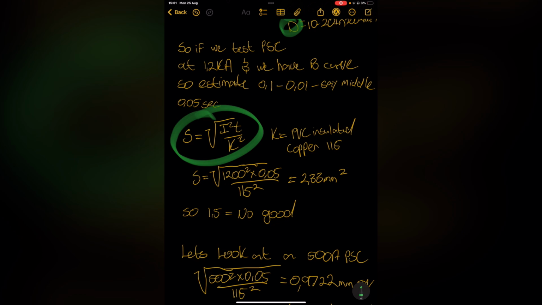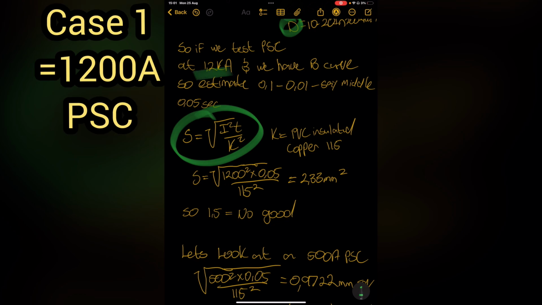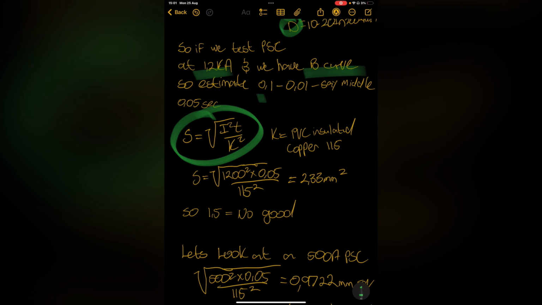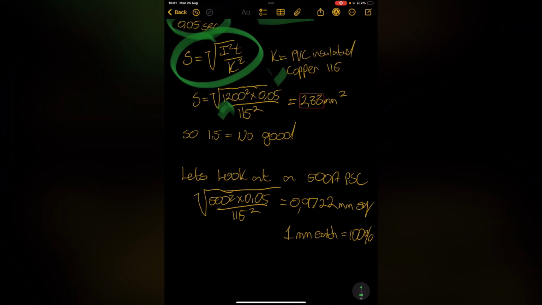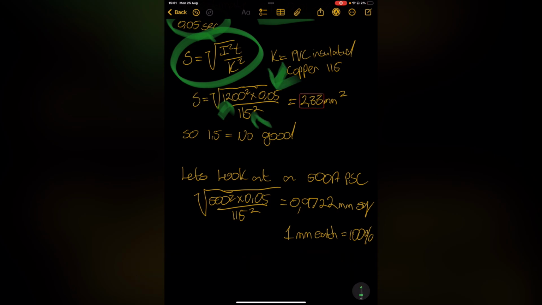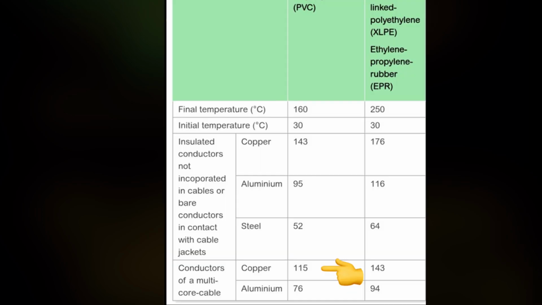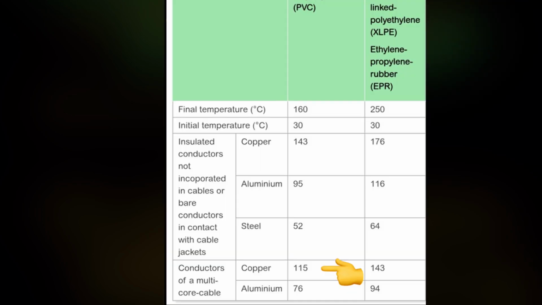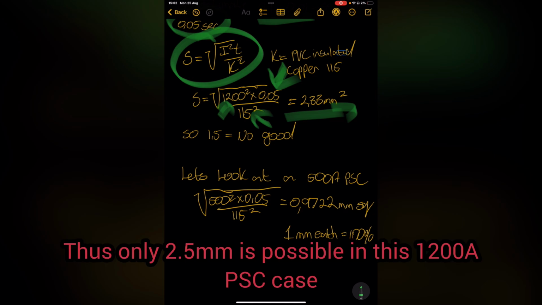So when we take our PSC, we take a look at typical values. So we got a PSC of 1.2 kA. We have a B spec curve, which means it's going to trip in this time, especially with that amount of current. So 0.1 to 0.01 seconds. Okay, there's our 1200 amp PSC. Over here is our trip time, and over here is our K rating, the PVC insulated copper. Alright, so when we calculate it, it comes out at 2.3 millimeters squared required for this installation.